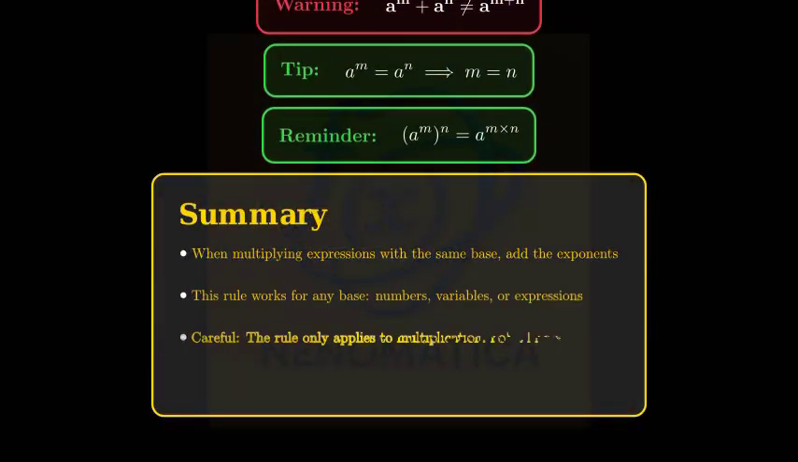Let's summarize what we've learned today. We explored the product rule for exponents, which says that when we multiply the same base, we add the exponents. We saw this rule applied in various examples, from simple fractions to binomials and powers of 10. These rules form the foundation for more advanced topics in algebra and calculus.